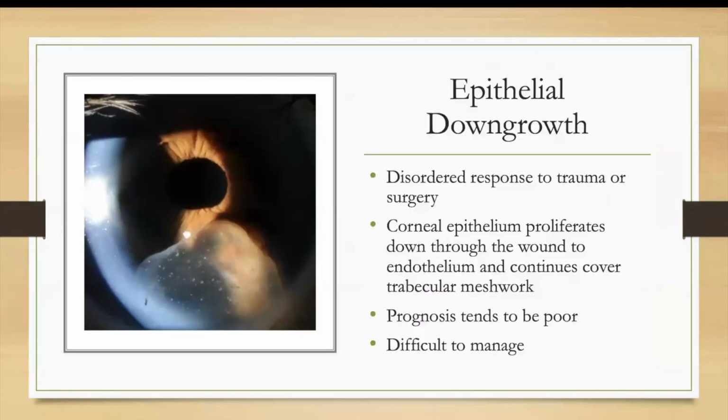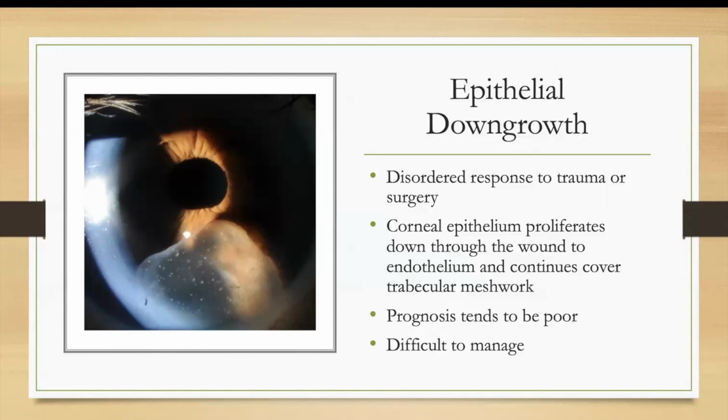Finally, with epithelial downgrowth, this is usually a disordered response to either trauma or surgery. So this is a patient who's either had a penetrating trauma to the eye or they've had a previous otherwise routine cataract operation. And then that epithelium will grow through the wound and start to grow across the endothelium of the cornea. And then it can proliferate in the AC. So it can start to grow all over the place, touching down onto your iris, covering your trabecular meshwork. And it unfortunately carries a usually quite poor prognosis because it's very, very difficult to manage.